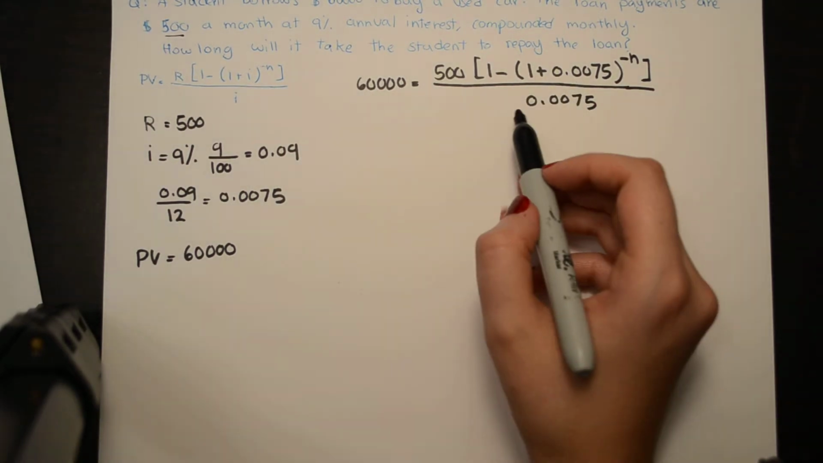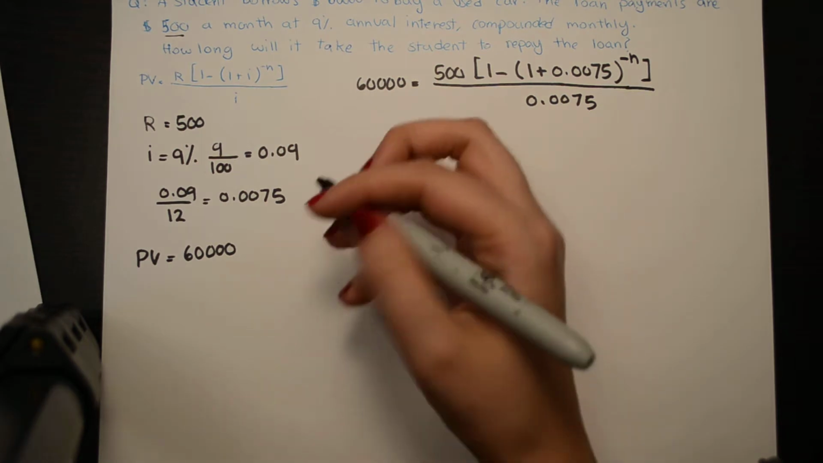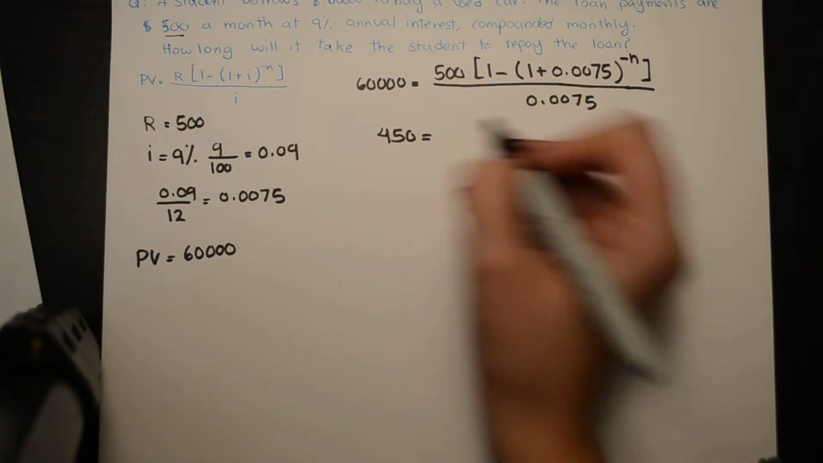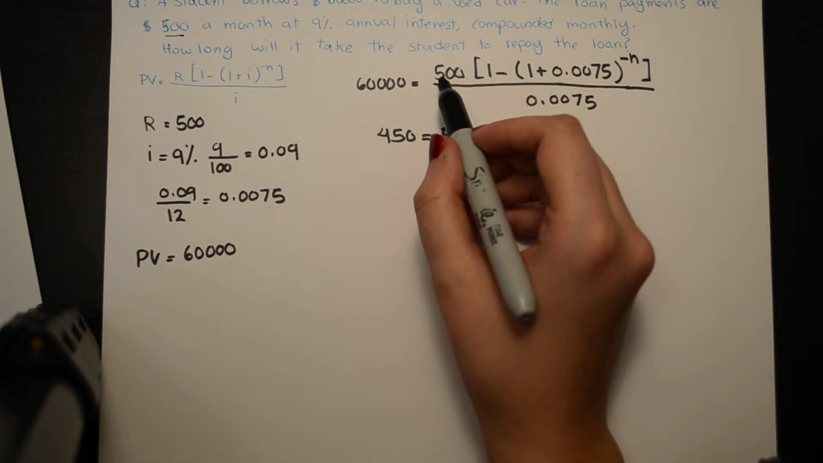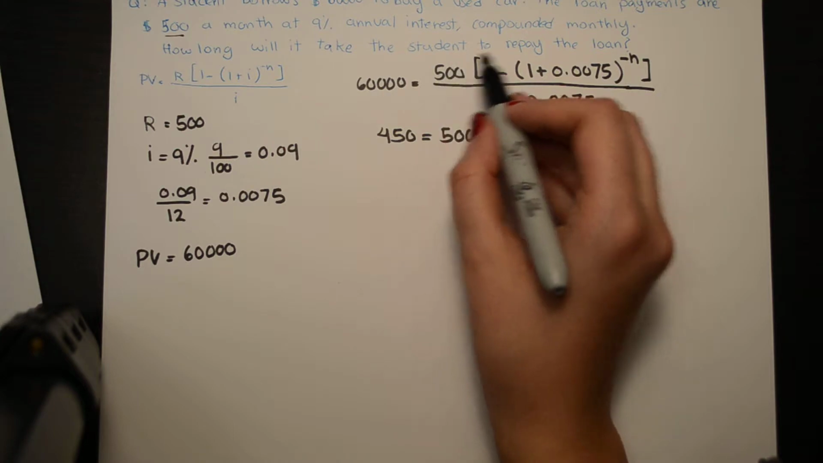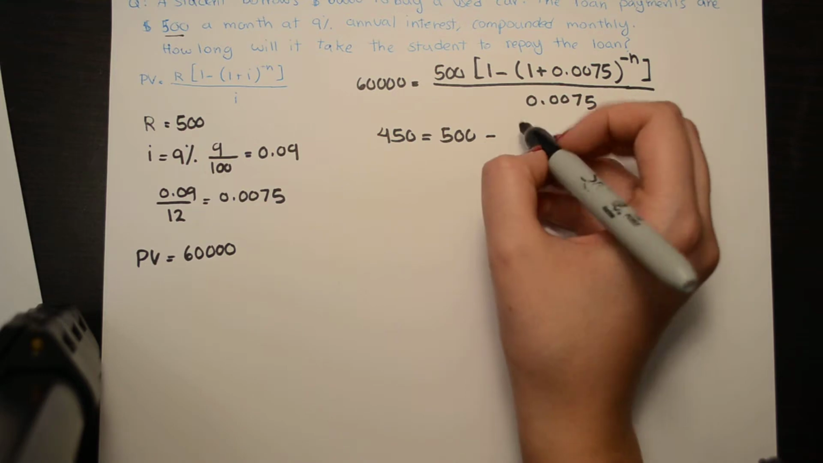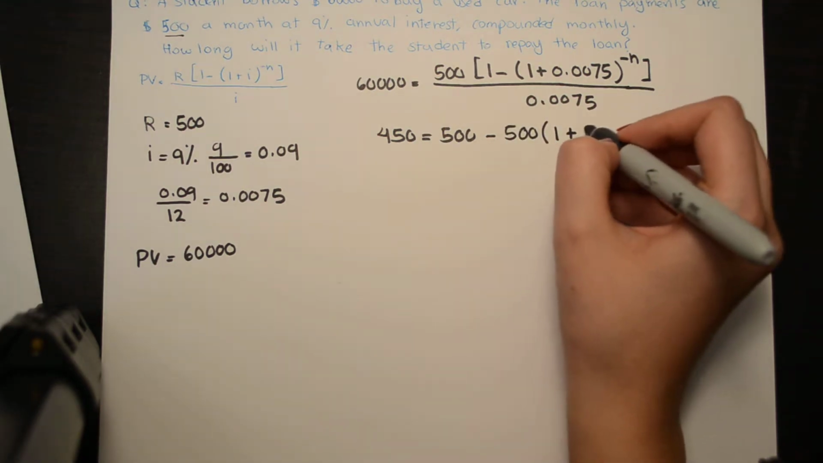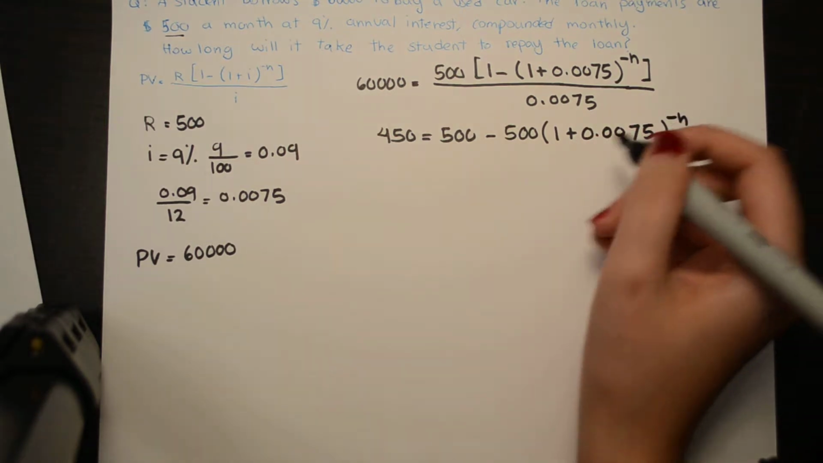Okay, now we have to multiply 0.0075 by 60,000, which will give us 450. If you put this in a calculator, you'll get 450. And then we write 500. We also can expand this, so we multiply 500 by 1, and then 500 by the whole 1 plus 0.0075 to the power of negative n, which will give us 500 times 1 plus 0.0075 to the power of negative n.